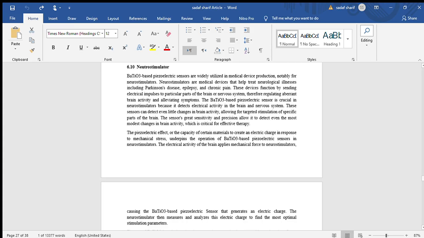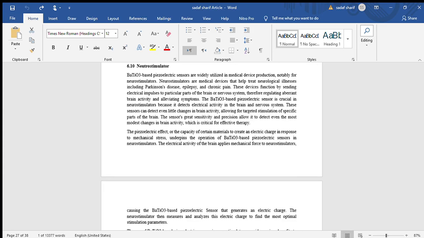They are crucial in neurostimulator based sensors because they detect the electrical activity in the brain and nervous system. These sensors can detect even little changes in the brain, allowing for targeted stimulation of specific parts of the brain. The sensors show great sensitivity and precision. It allows them to detect the most modest changes in brain activity, which is critical for effective therapy.